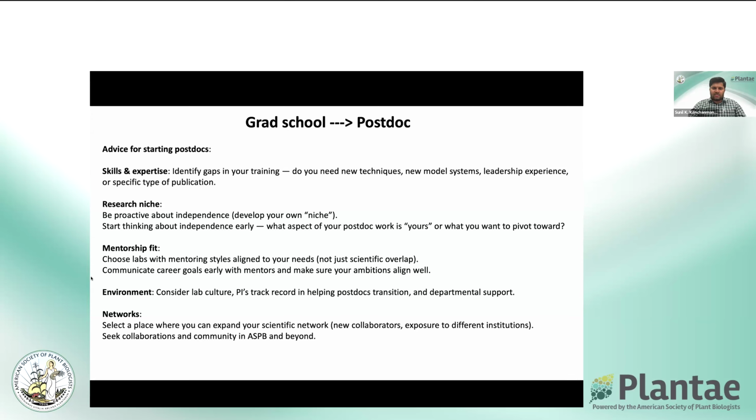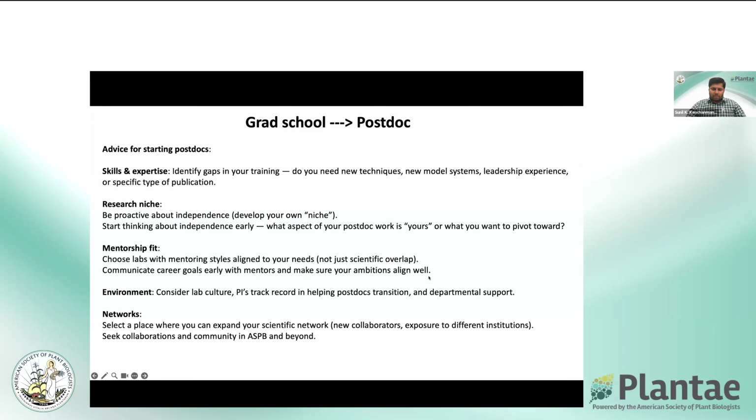What mentoring style aligns with your needs? And with these can help you when you are choosing your postdoc lab. So don't just worry about scientific overlap. Think also about the mentoring style. Does that fit well with how you work? And communicate your career goals early with your mentor, and make sure your ambitions align well.